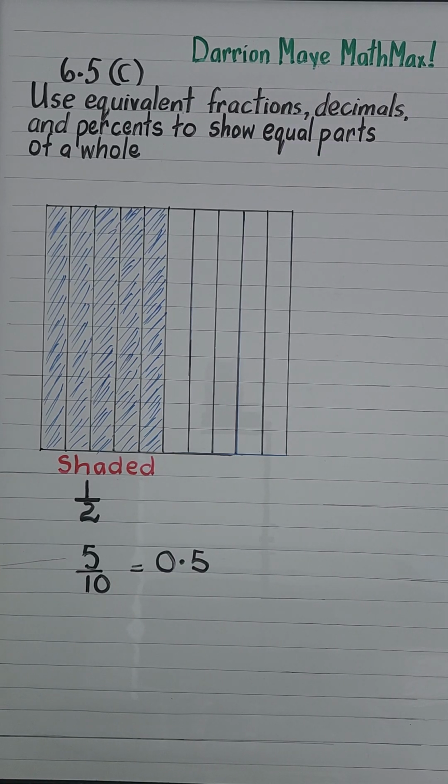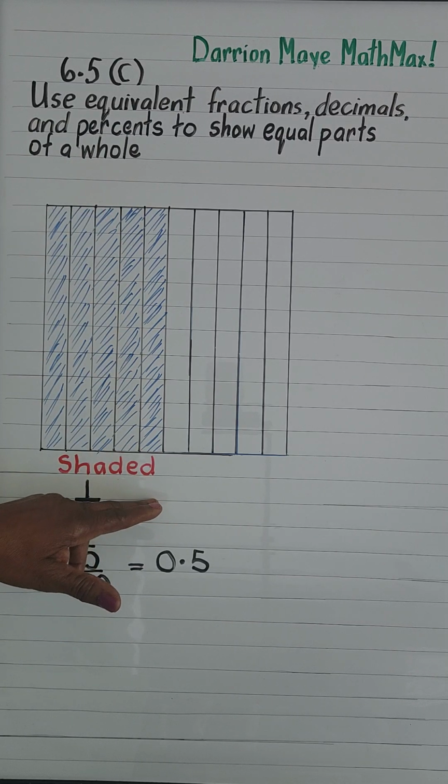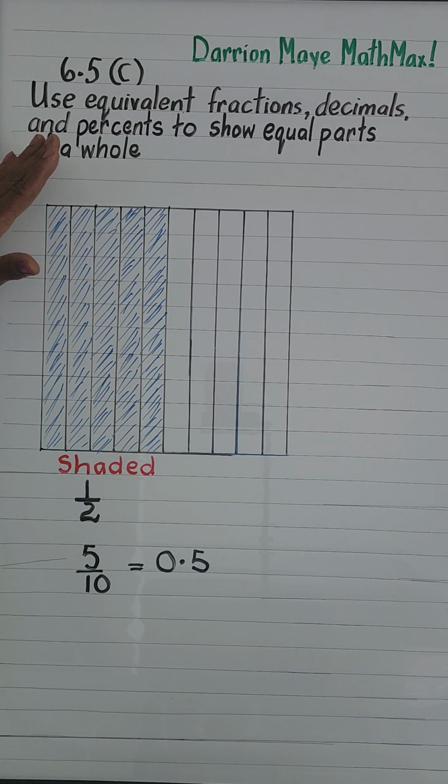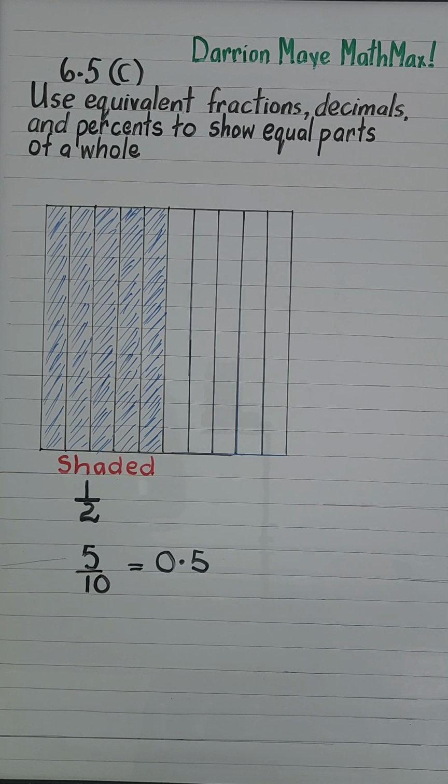So 10 columns, a half is shaded, which is the same as 5 out of 10, and 5 over 10 is equal to 0.5. So we have our fraction and we have our decimal.